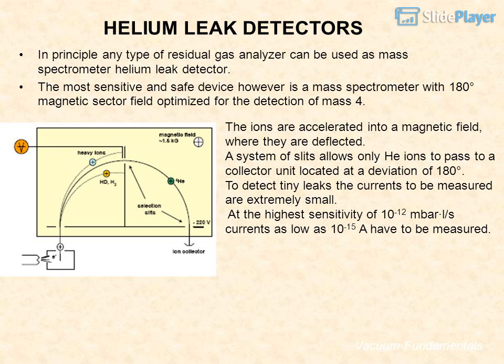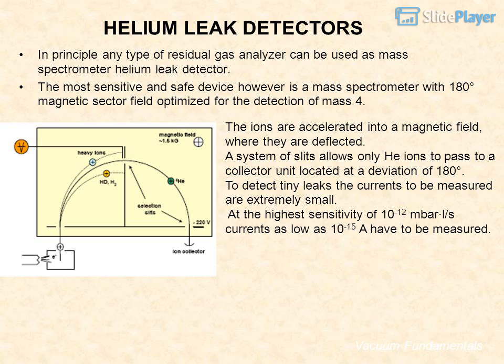Helium leak detectors. In principle, any type of residual gas analyzer can be used as a mass spectrometer helium leak detector. The most sensitive and safe device, however, is a mass spectrometer with a 180 degrees magnetic sector field optimized for the detection of mass 4. The ions are accelerated into a magnetic field, where they are deflected.